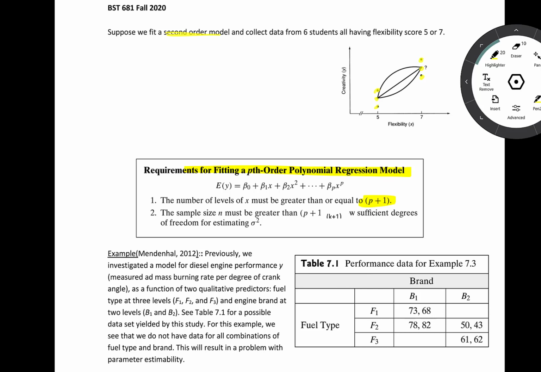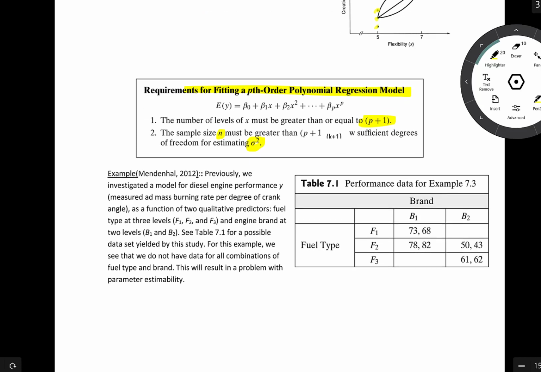Further, we also have a requirement on the sample size. The sample size n must be greater than p plus 1 in order to have sufficient degrees of freedom for estimating the variance. So let's look at an example here.